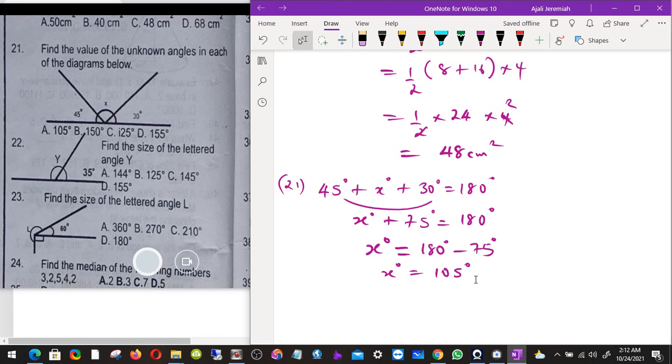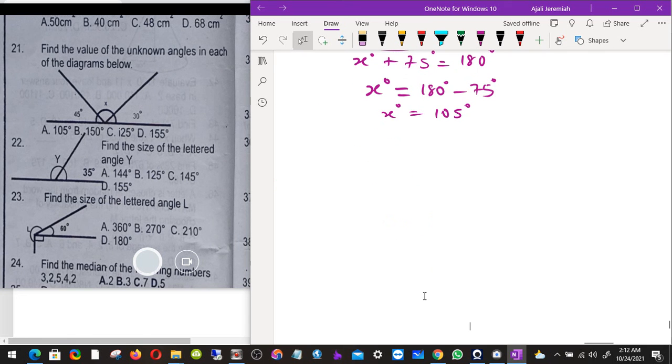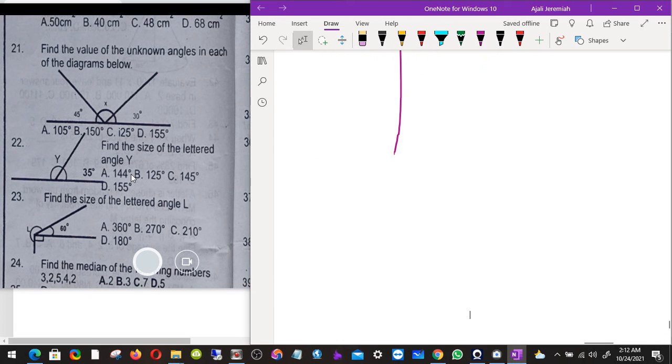Okay, number 22, it says find the size of the angle Y. Find the size of the angle Y. So this is also a straight line, so Y plus 35 is 180 degrees. Y degrees plus 35 degrees.